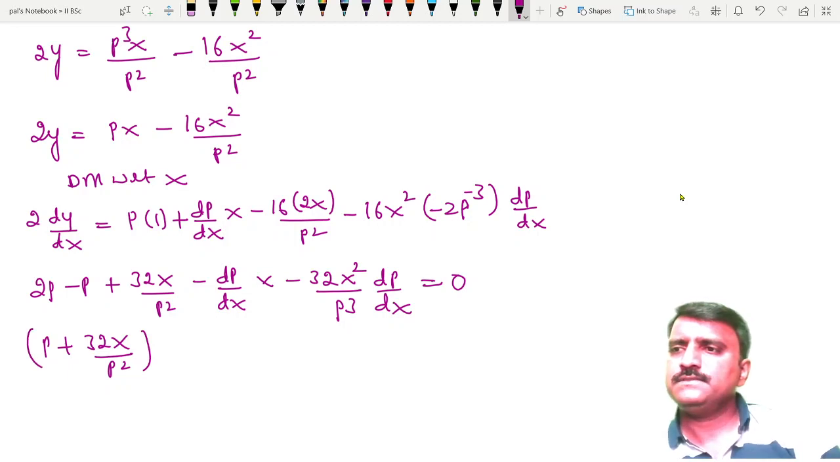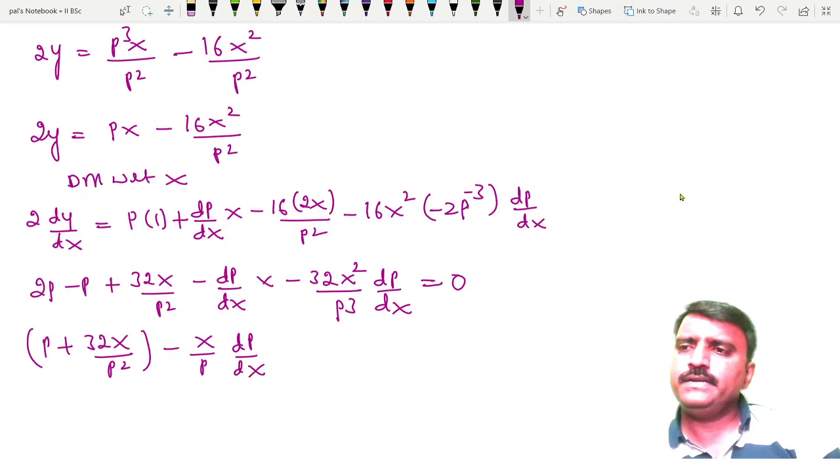This is the first one, and here you can take some factor as common. So what common factor can we take? Take 1 by p minus 1 by p into dp by dx is the common factor, and here there is x, minus x by p into dp by dx, you take it as a common factor.